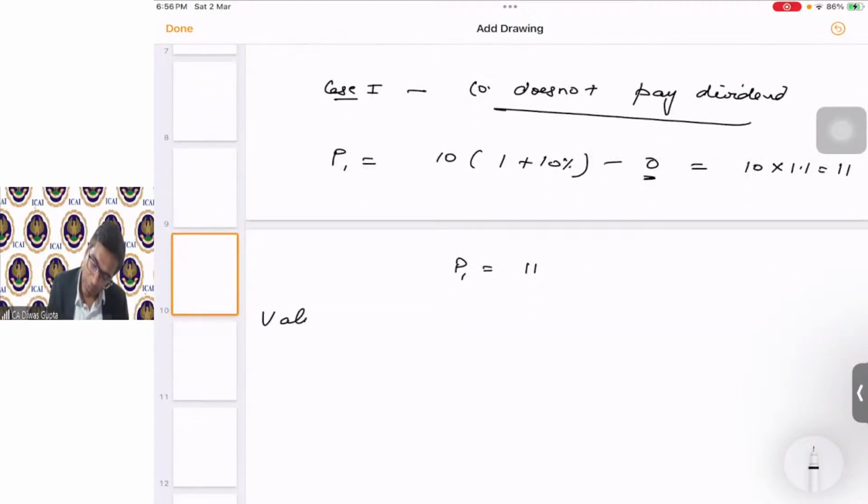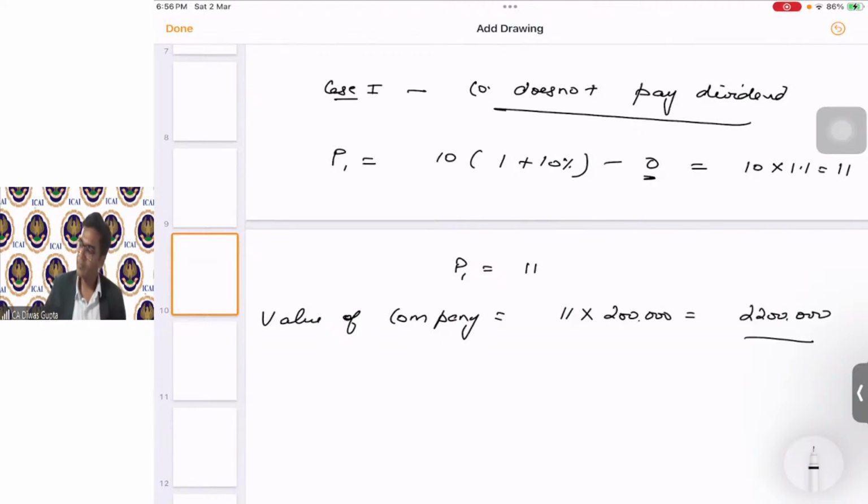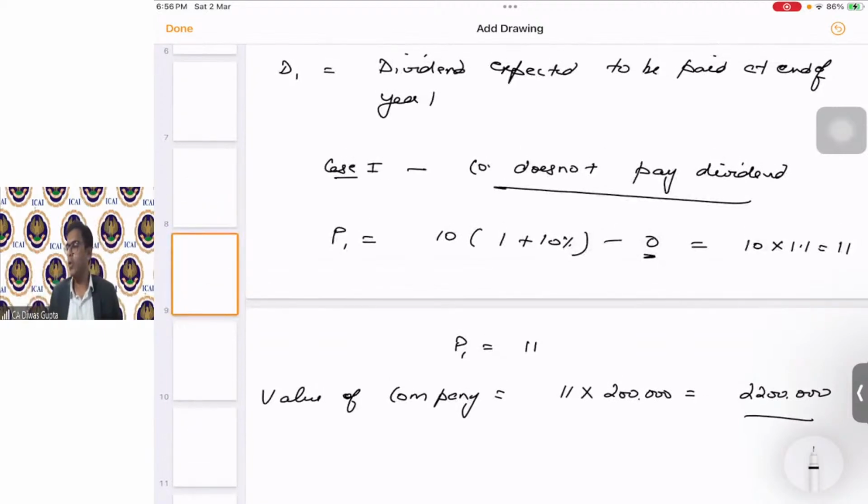And the value of company becomes 11 into 2 lakh shares, which is 22 lakh rupees. I hope clear till now, students. This is clear, students, till now.